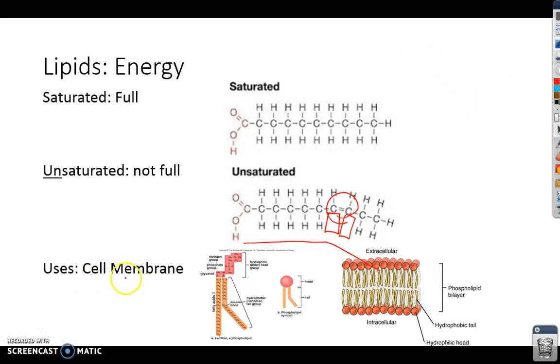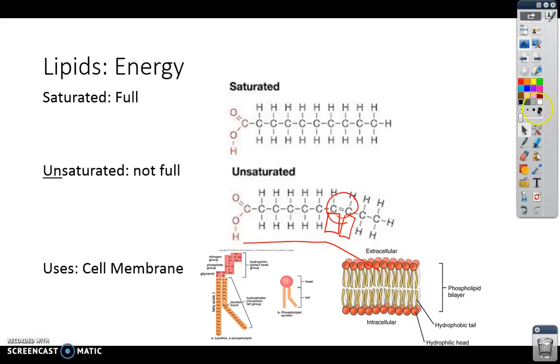Uses. So now we have cell membranes. Cell membrane, you can see here is a whole bunch of carbons and hydrogens and carbons and hydrogens. There we have a kink, a double bond. This makes a hydrophobic end. There's a phosphate in here. This is a hydrophilic end. It likes the water. Now we have a cell membrane. So we're going to use those structures in order to have cell membranes.